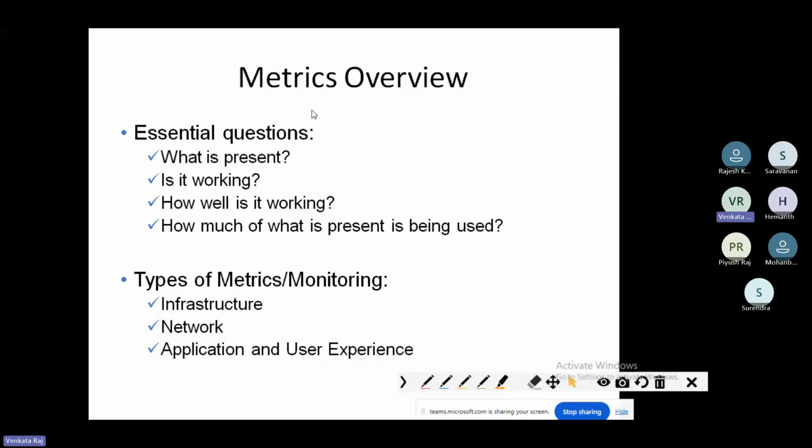So as a monitoring team or as a support team, whoever is monitoring the infrastructure and the application, they need to know what is present. What is present in my infrastructure, my servers, what is deployed. Now, whatever is present, is it working or not? That I need to know.